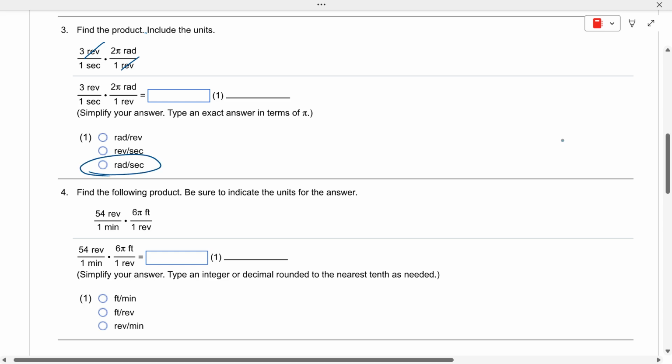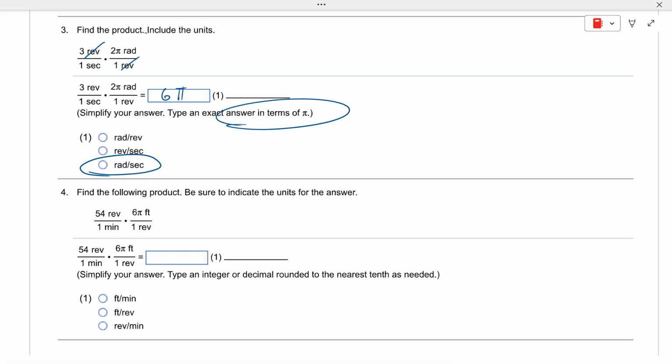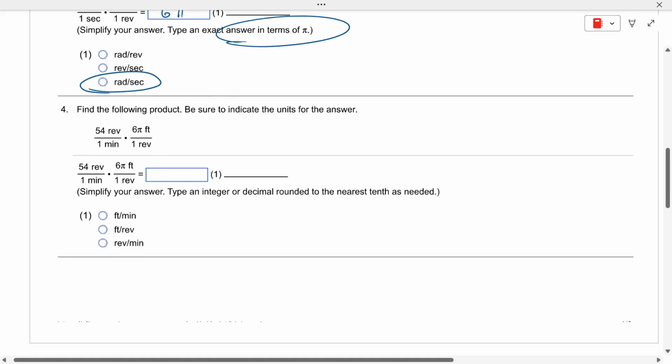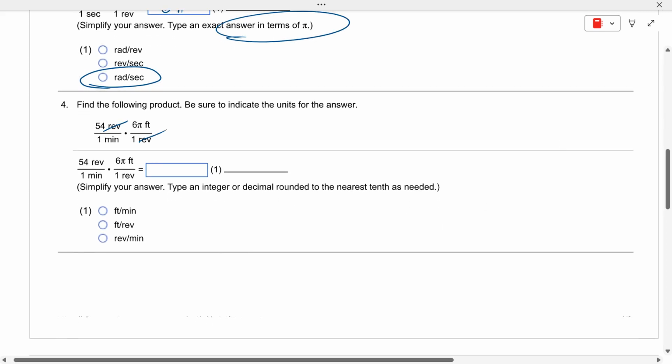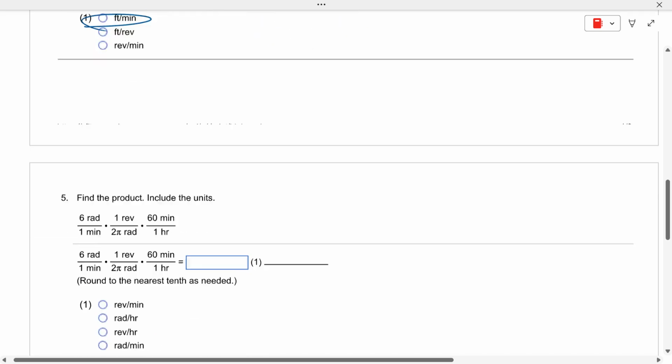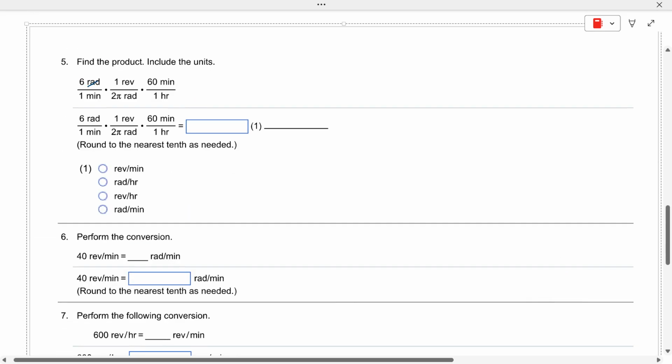Radians per second. So 3 times 2 pi is 6 pi. We can keep exact answers in exact terms of pi really easily. Okay? So then revolutions and revolutions cancel, so what am I left with? Feet per minute. Then 6 times 54 is the same as 3 times 108, which is 324 pi feet per minute. Okay? So you just cancel as you go. Radians cancel with radians, minutes with minutes. You get revolutions per hour, and you just multiply and divide.